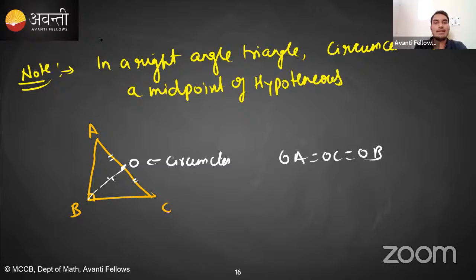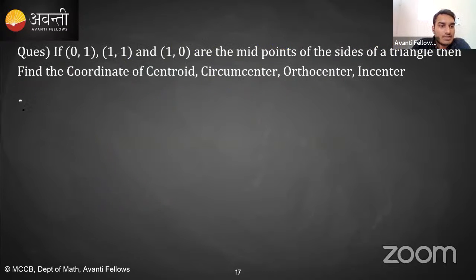In a right angle triangle, the circumcenter is the midpoint of the hypotenuse. Okay, if it is clear, let's proceed with the question. The question is saying that (0,1), (1,1), (1,0) are the midpoints of the sides of a triangle. Then find the coordinates of the vertices of the triangle.